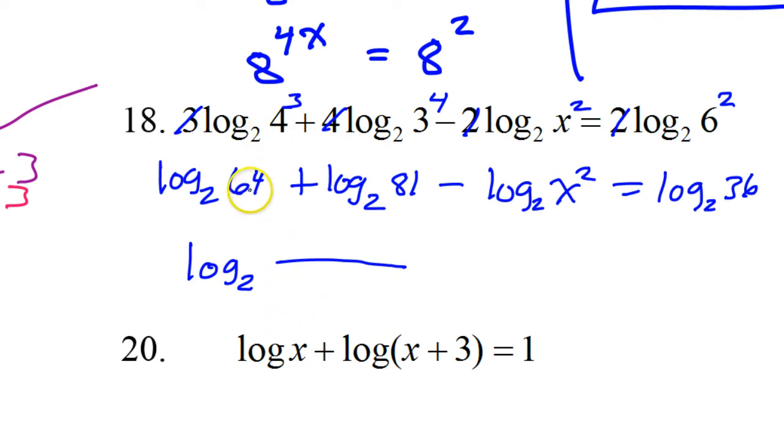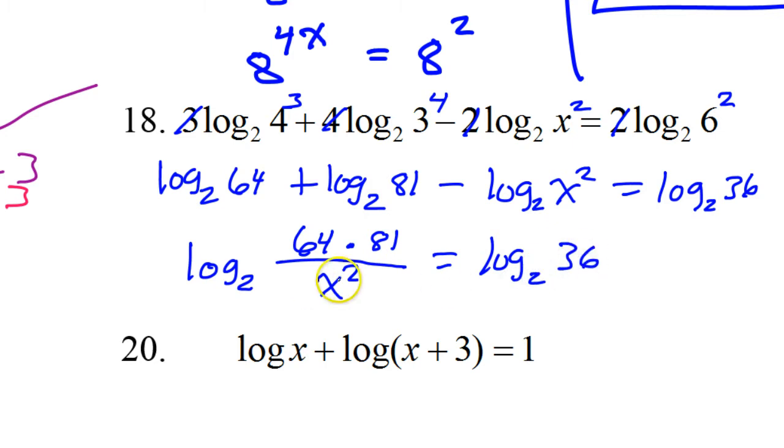So my 64 and my 81, those are both from a positive term. So I'm going to have 64 times 81 in the numerator. My x squared is sitting in a negative term, so that's going to wind up here in the denominator. And that's all equal to log base 2 of 36. What is 64 times 81? Help me out. 5,184. I'm just going to erase this and put that.